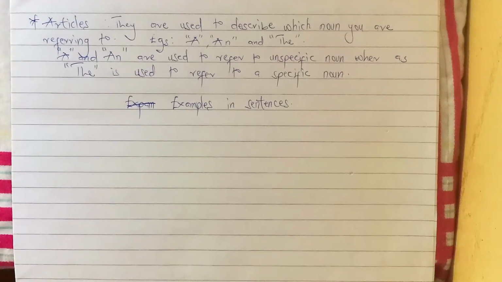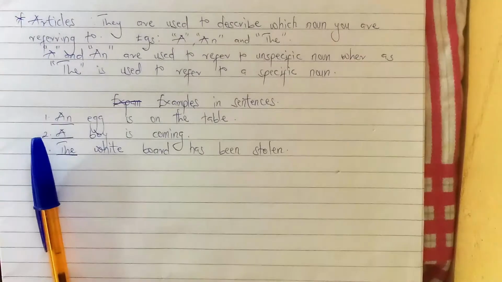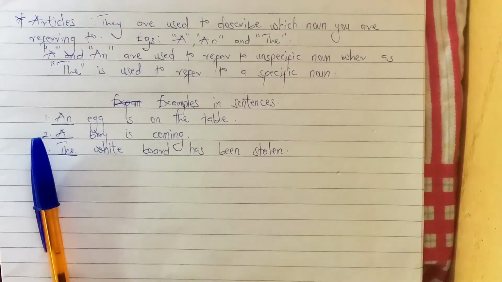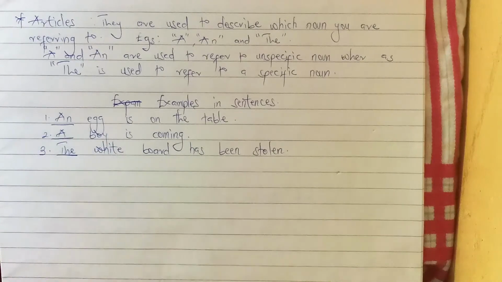But when we say the student is coming, then it means that you and I know a specific student, and we are saying that that particular student is coming. So the is used to talk about a particular person, whereas a and an are used to talk about unspecific people or items. Okay, so this brings us to the end of the types of adjectives.